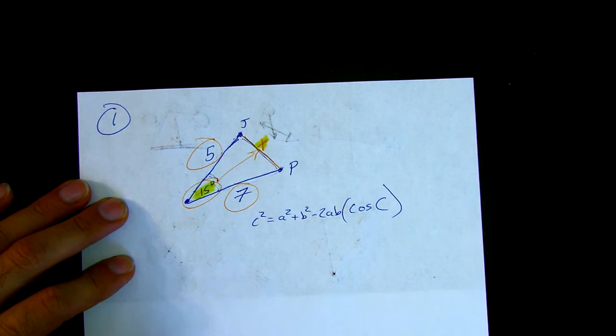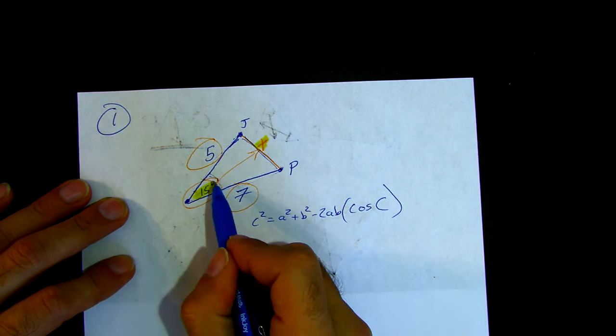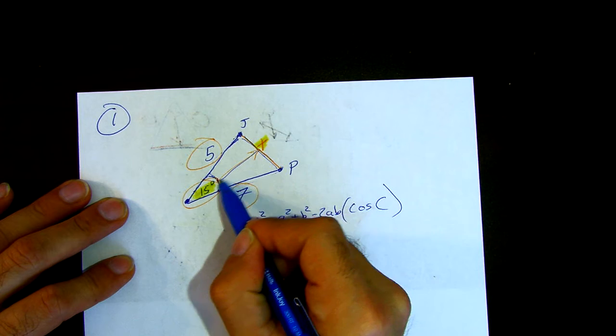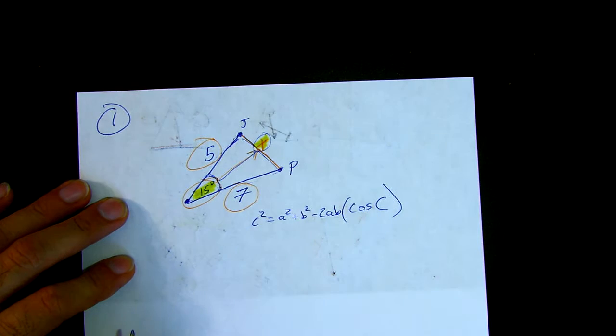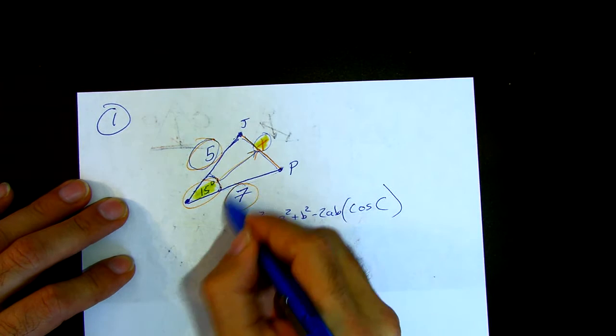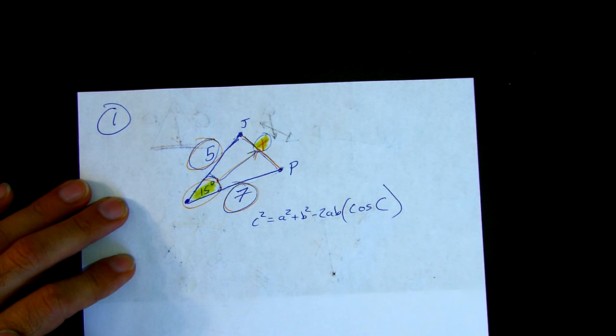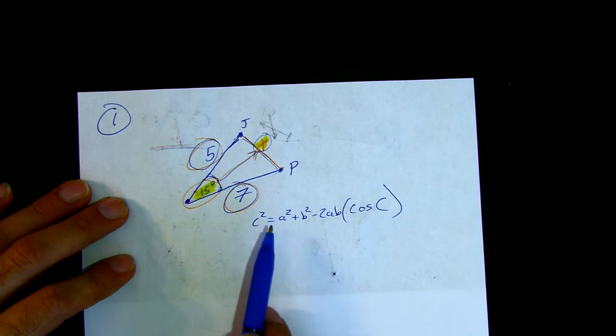And I knew we were going to use the law of cosines just because look what we have. We have an angle, and we have the side across from it that we're looking for. And then we have two other sides involved. So if I have that dynamic, I am going to use the law of cosines.